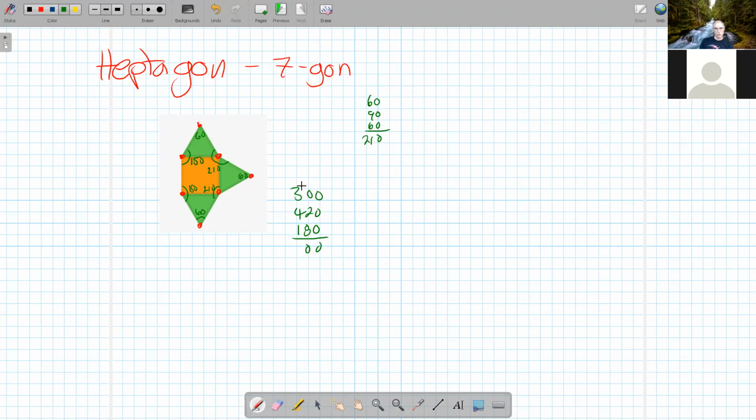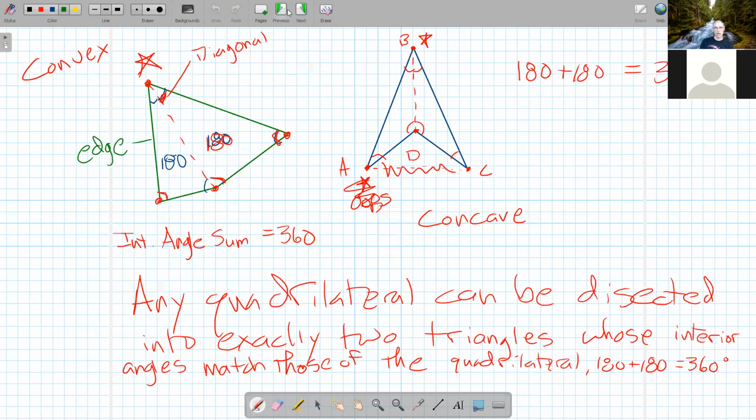And 0, 0, carry the 1, 4, 5, 6, 7, 8, 9. It looks like the interior angle sum is 900. So let's go back to my notebook and see if this is making a pattern.